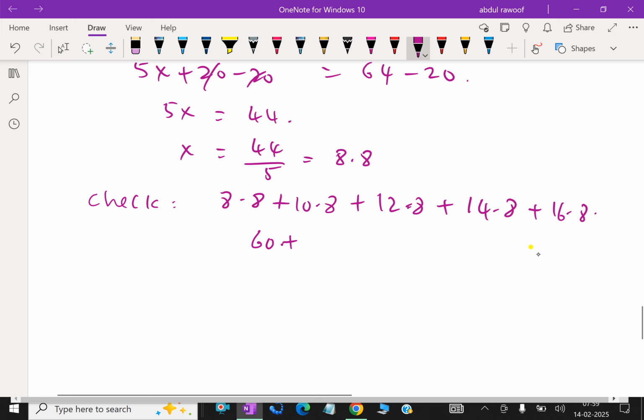So 0.8 times 5 is 4. So 60 plus 4 is 64. That means we got it. The first piece length is 8.8, the second piece is 10.8, the third piece is 12.8, and the fourth and fifth are like this.